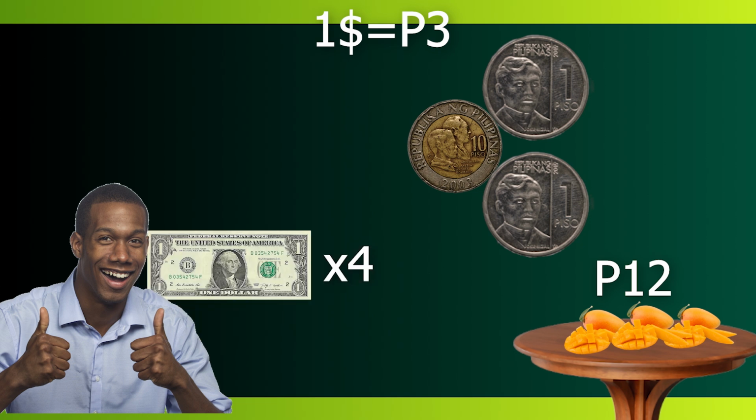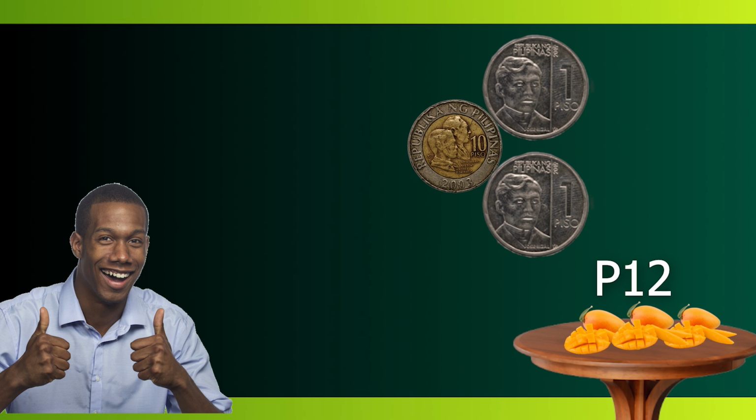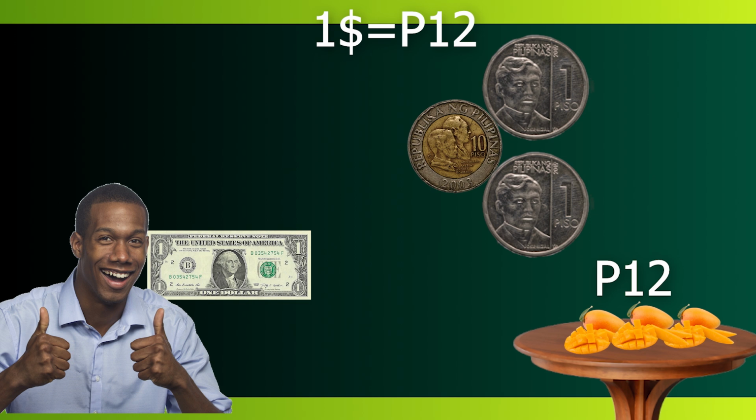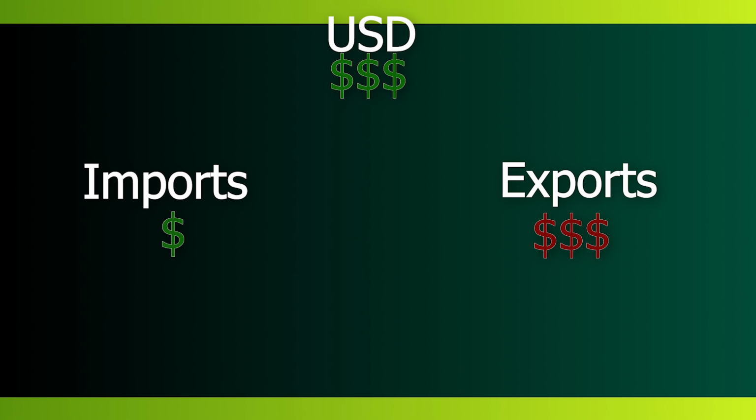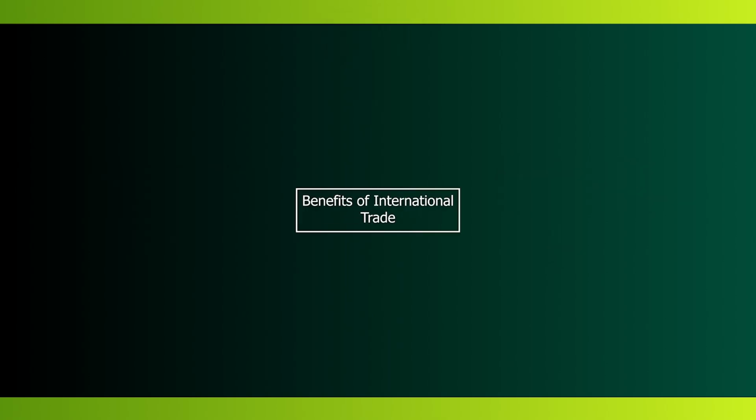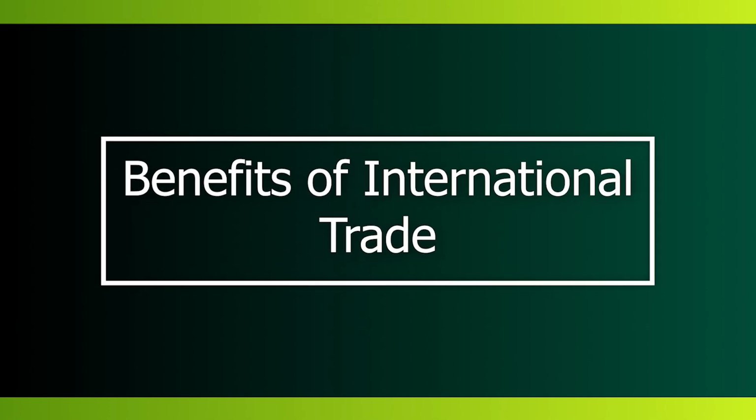How about if it appreciates? Then the new exchange rate is 1 US dollar to 12 pesos. The American now only must exchange $1 to buy the mango worth 12 pesos. On a bigger scale like imports and exports, if the US dollar appreciates, it will cost less to import goods from other countries and cost more to export US goods. While the opposite happens when the dollar depreciates, it will be more expensive to import goods from other countries and cost less to export.